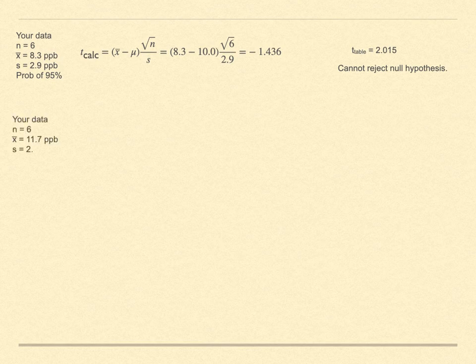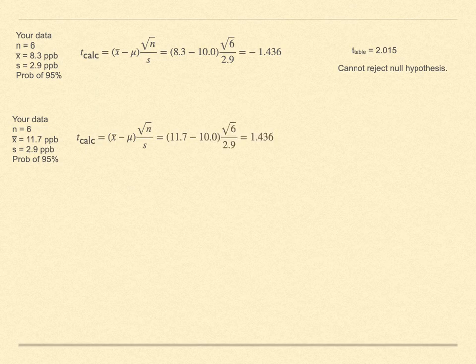But what if your tests produced a sample average of 11.7 parts per billion instead? Would this change things? Well, now the average is greater than the acceptable concentration level. 11.7 is as far above 10 as 8.3 is below 10. Now the calculated t-value is positive 1.436. The tabulated value is still 2.015, which is still greater than 1.436. We are still not able to reject the null hypothesis. We still paint the well green.